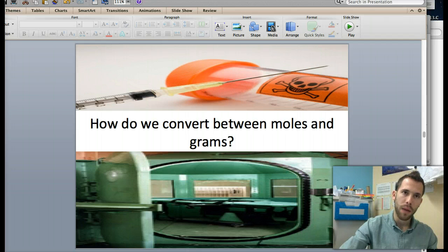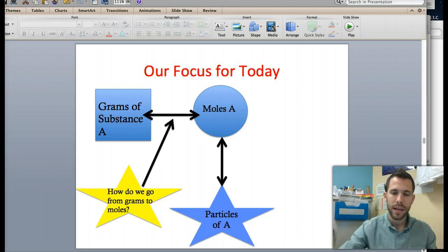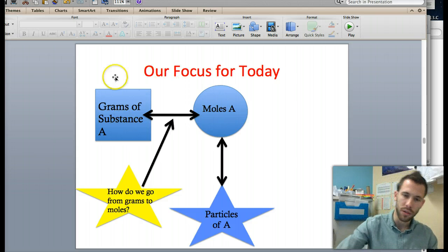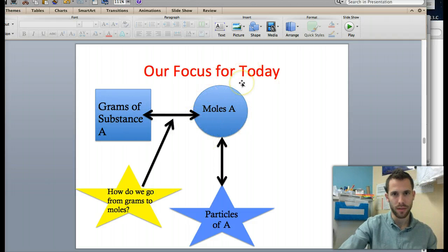First things first, how do we convert between moles and grams? It's actually really simple. I think this graphic organizer does a great job of illustrating it. The answer to everything is moles turns it into everything else. If you know this, it'll make your life 1,000 times easier. Moles are very easy to transfer. We can turn moles to grams, moles to particles, moles to pretty much everything.